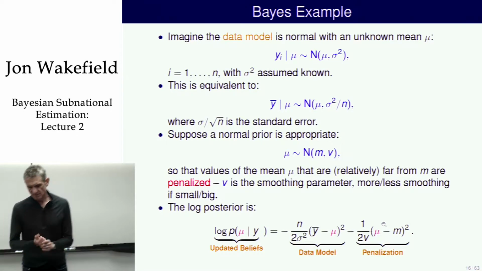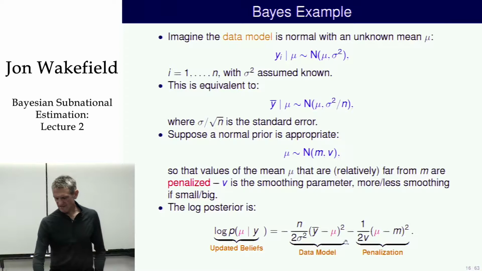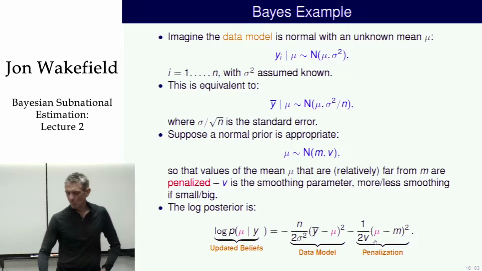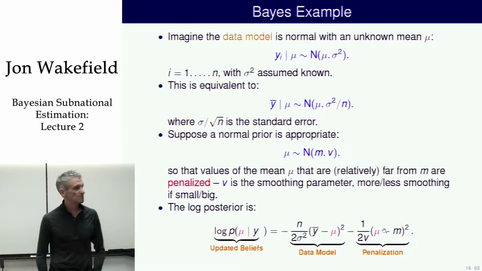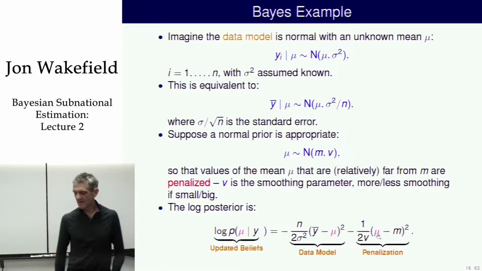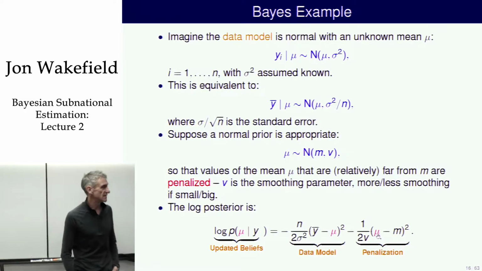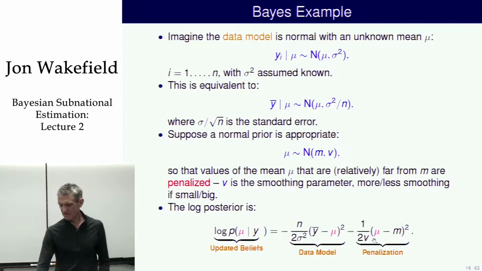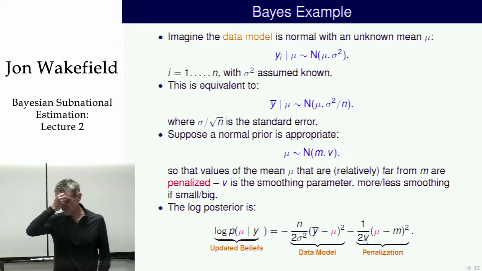So we have a minus sign here. So this is the log posterior on the left-hand side here. And you see it's the combination of two sums of squares. Because of these minus signs, we want these squares to be as small as possible. So as mu moves further and further away from m, we get more and more penalized, the greater the penalization. And that distance is relative to v, which is this prior standard deviation.